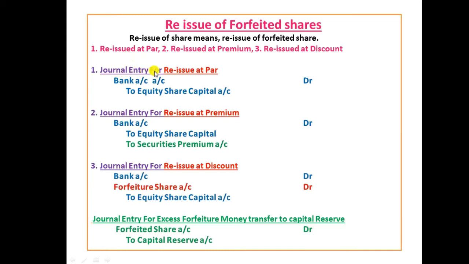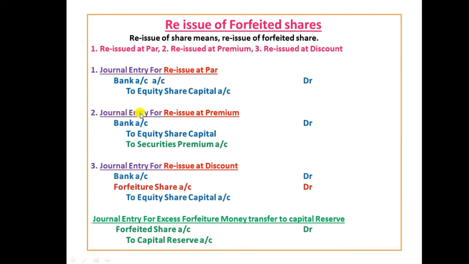Number 1, journal entry for reissue at par. Here the company will reissue at the same face value. So we need to debit the bank, and we need to credit equity share capital account. As we know, when bank balance increases, we need to debit it. According to the American approach, when an asset increases we need to debit it, when an asset decreases we need to credit it. As here the bank balance is increasing, so the asset is increasing, we need to debit it, and we need to credit equity share capital because capital is also increasing in the business at the time of reissue. So according to the American approach, when capital increases we need to credit it.